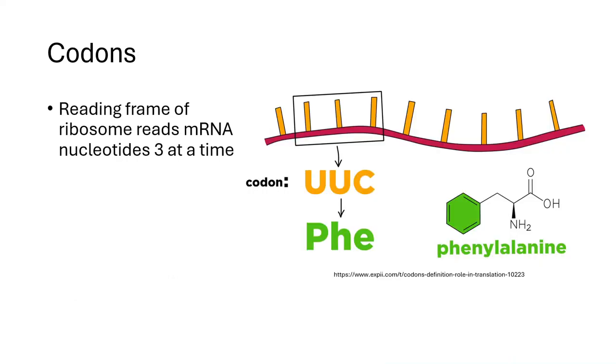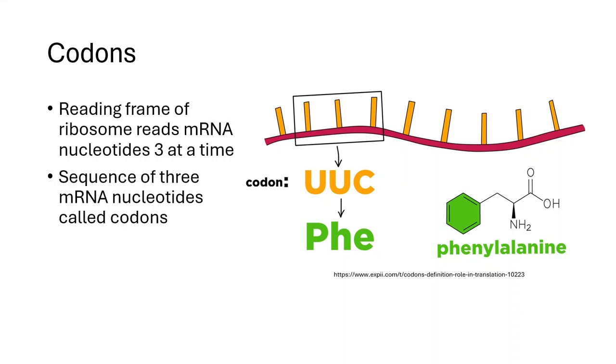So first, let's talk about a little bit more detail about how genetic information is coded for in nucleic acids. The nucleic acids, DNA and RNA, are read three nitrogen bases, three nucleotides at a time in units called codons. Now, codons are not separated by any physical structure. That's simply the reading frame of the tRNAs and the ribosomes.